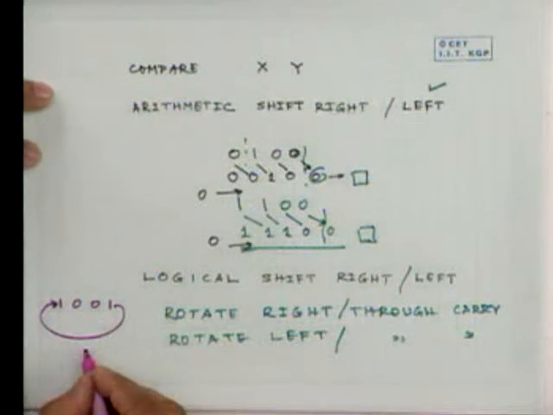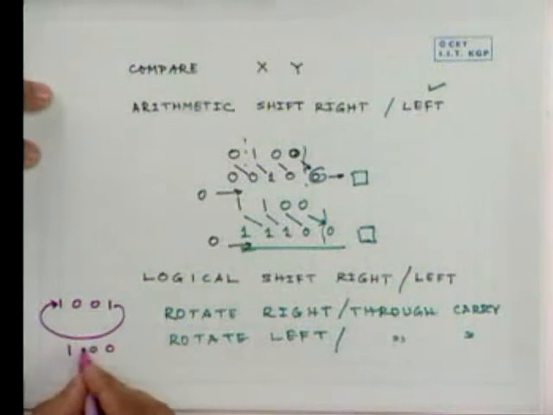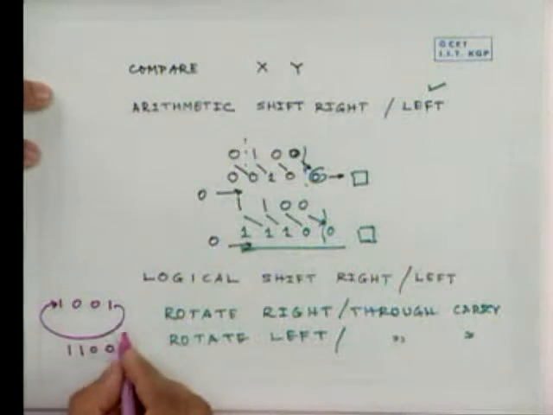Therefore, the rotate right of this will be, say, 0, 0. This one comes here and this one comes here. That is the rotate right of this.